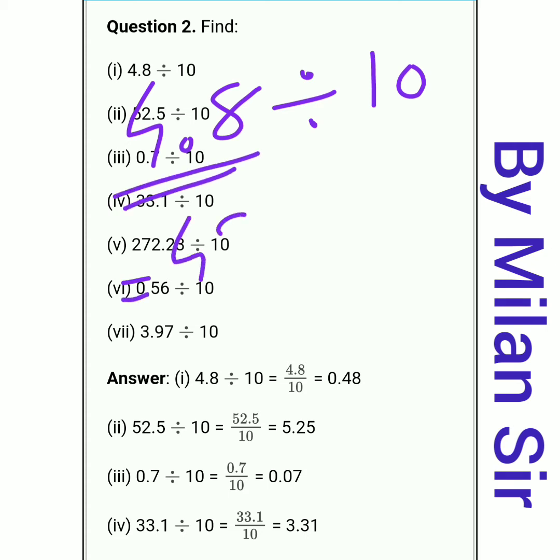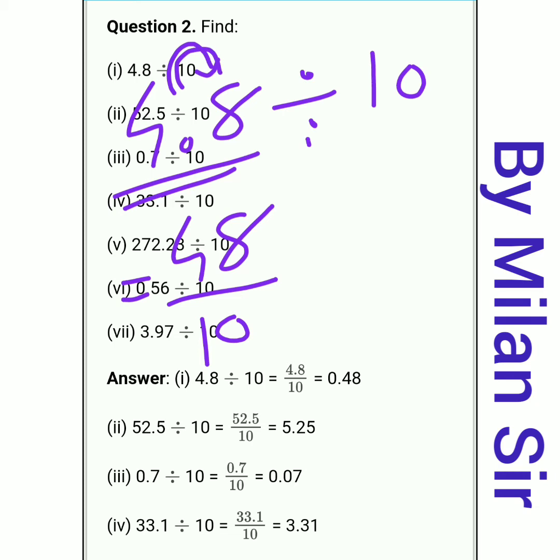So it becomes 48. After that we need to count the number of digits present after the decimal point. Here after the decimal point only one digit is there, so in the denominator we need to put 10. So 4.8 is 48 divided by 10. First of all we remove the decimal point, so 48. After the decimal point one digit is there, so we put 10.